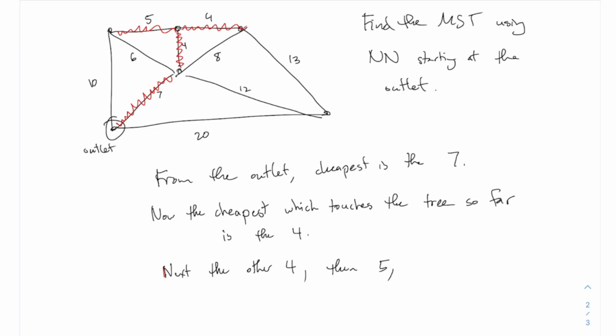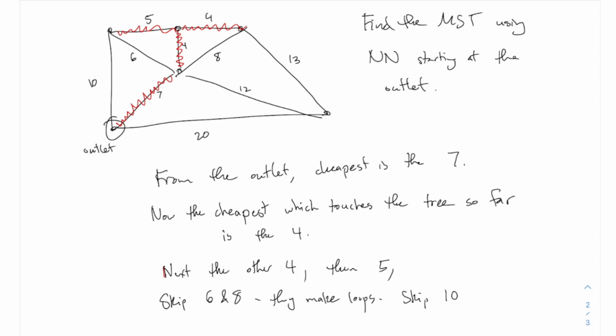What happens after the 5? You look at the cheapest edge which touches the ones already. That will be the 6, but I'm not going to choose the 6 because that would make a loop right here. So the 6 is off limits. Next would be this 8. Also, I'm skipping the 8 because that would make a loop right here in this triangle. So I'm going to say this: skip the 6 and 8 because they make loops. The next would be this 10, but again, the 10 also would make a loop if I used it here. So skip the 10.